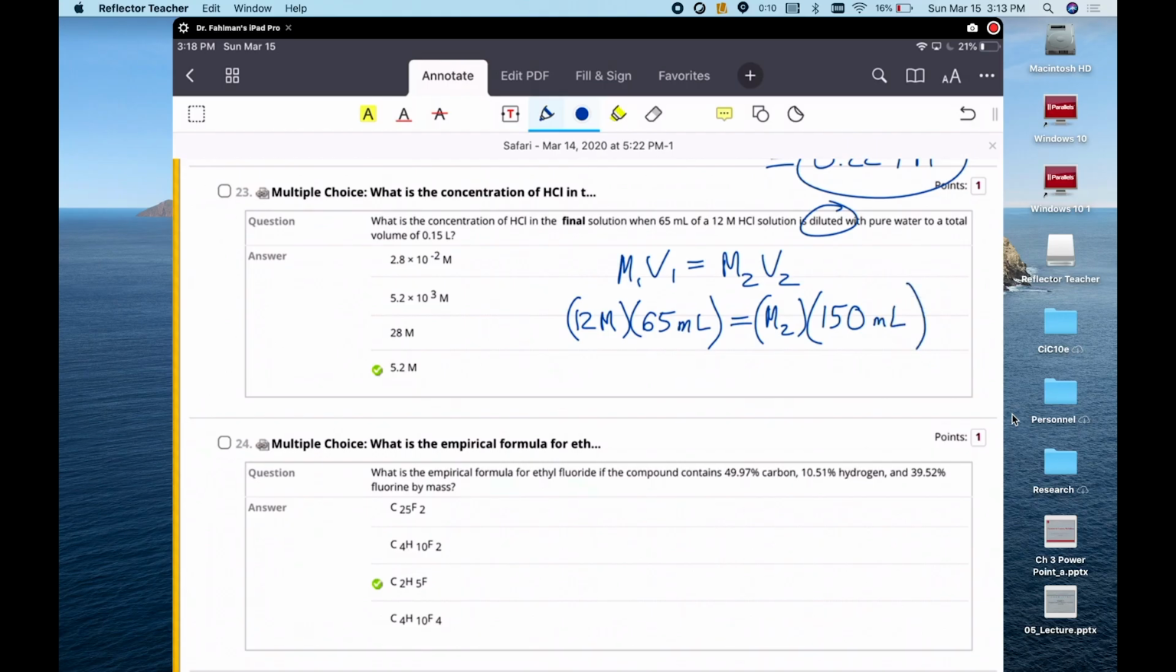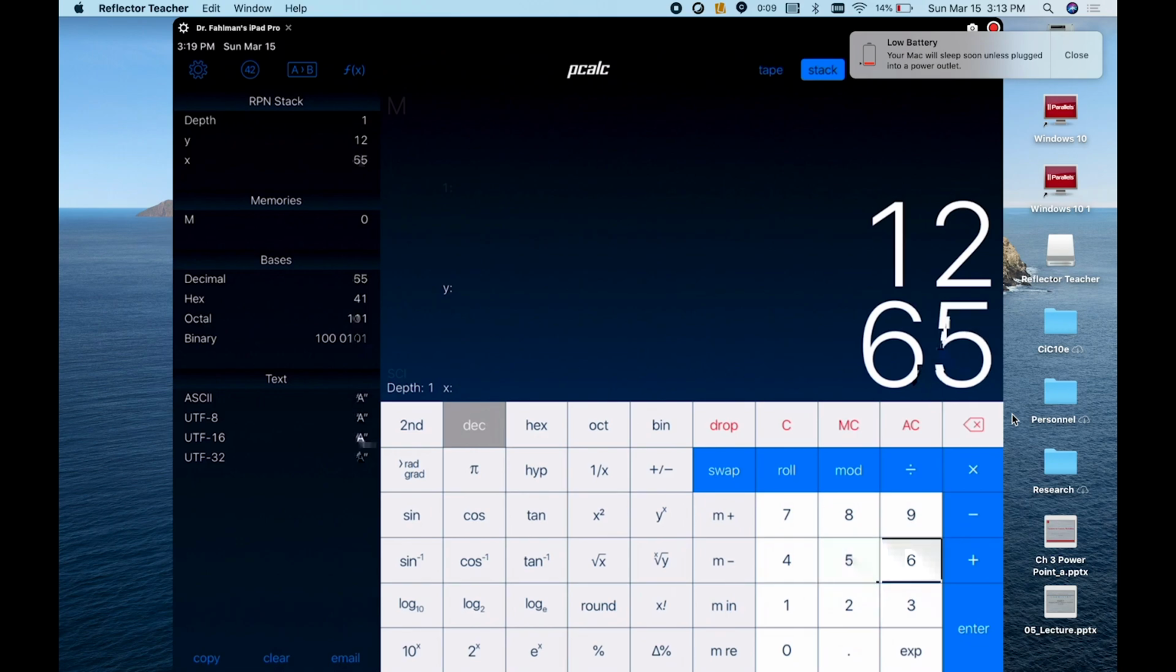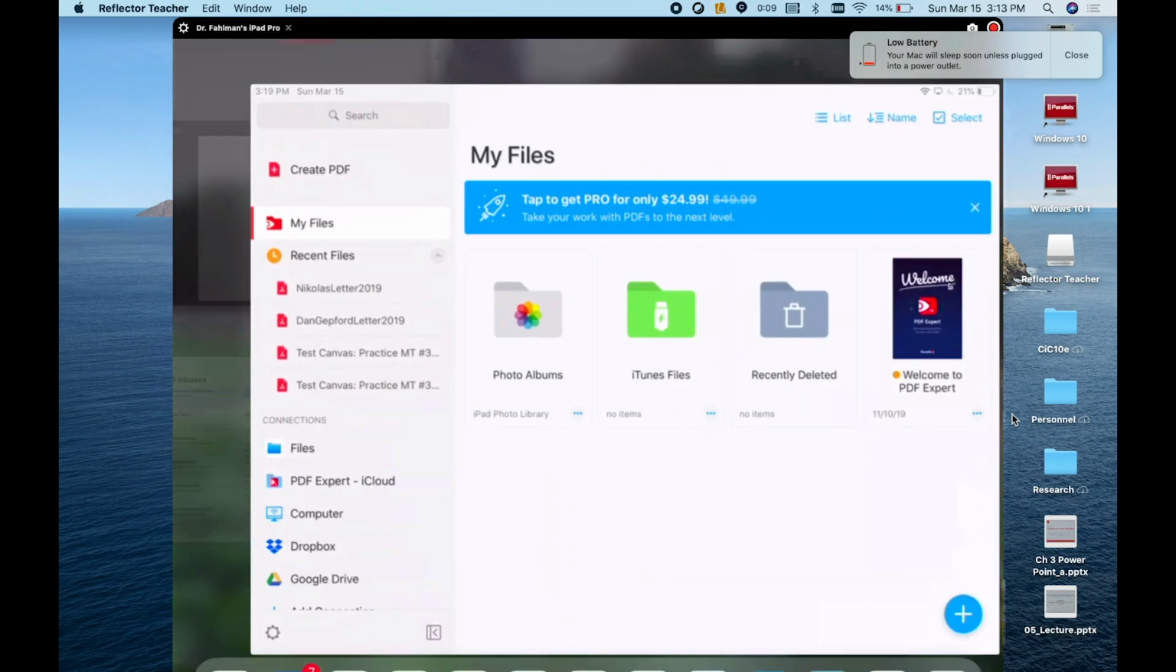Okay, I could have done this one in terms of liters. It doesn't really matter as long as both sides are the same thing. In this case, I decided to convert them both to milliliters. So it's really just going to be 12 times 65 divided by 150. So that's 5.2.